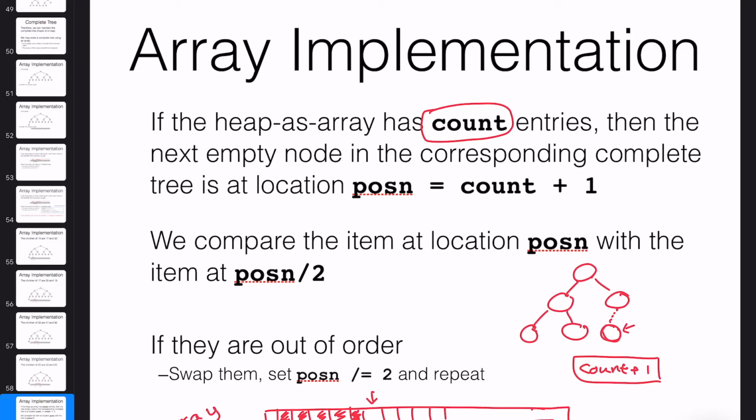Okay, you put the value there, then you can percolate the item up. How to percolate up? You need to compare with the parent. What is the index for the parent? Whatever index you are at, divided by 2, gives you the index of the parent.